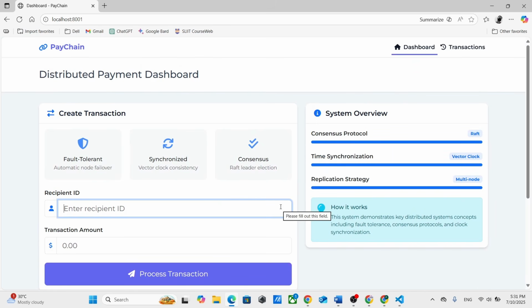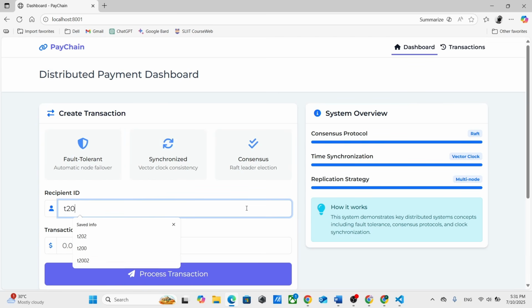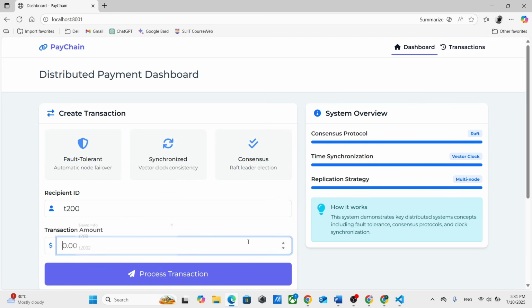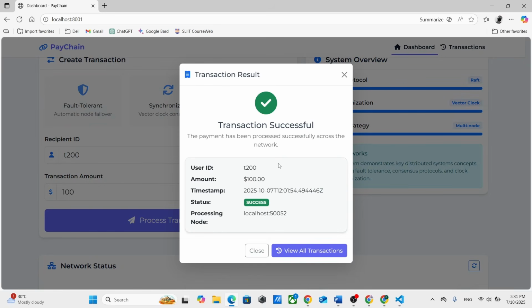Yes, so now let's take a look at our distributed system here, our payment integration system. First we will have to include the recipient ID, for example T200, and then we have to include our amount of transactions, and then we have to process the transaction. Once the transaction is done, we will get a pop-up saying the transaction is successful.